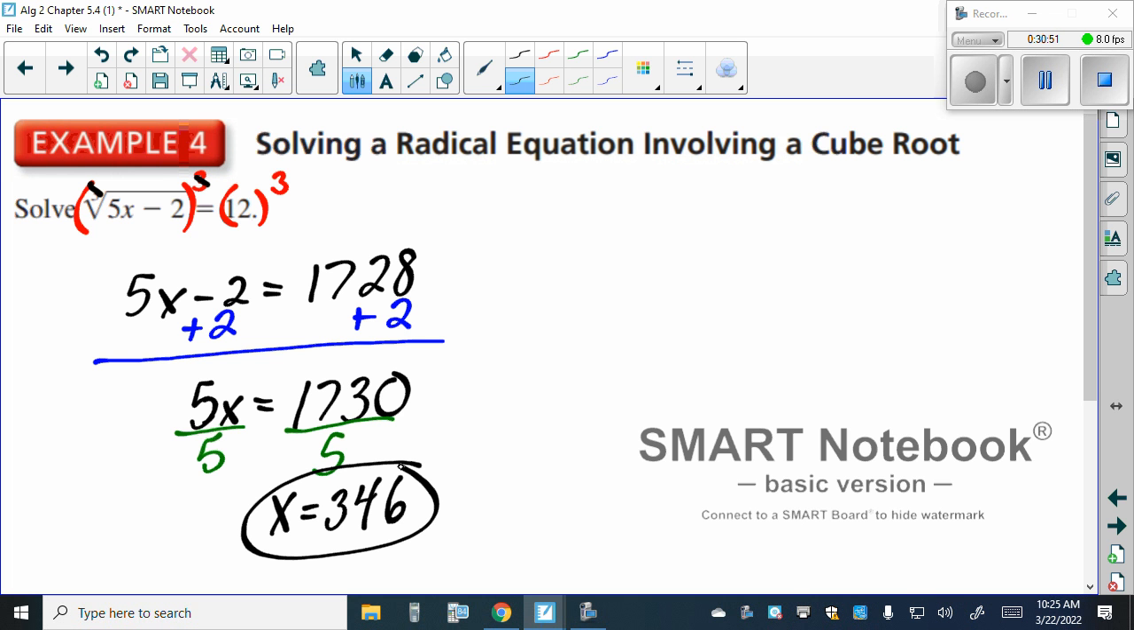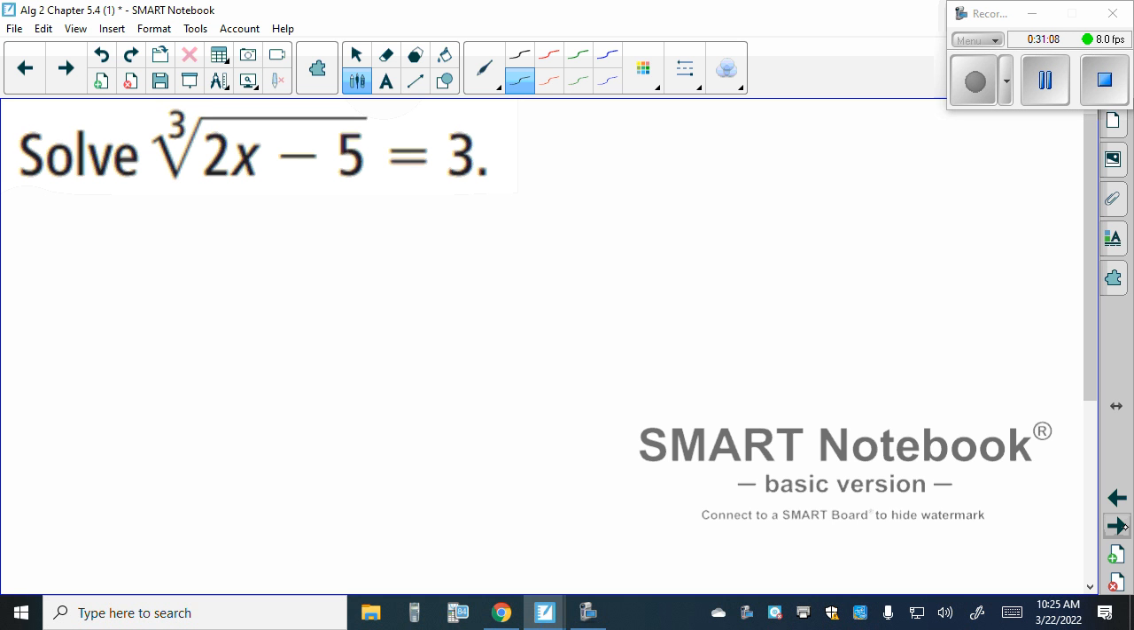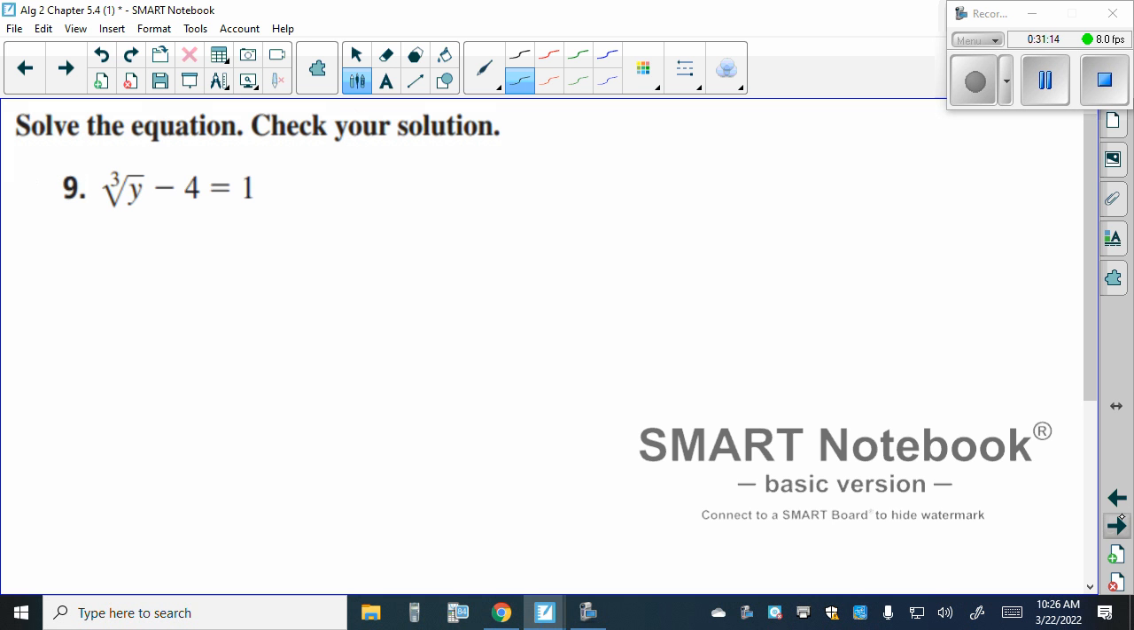That's it. So even if we have a cubed root, is it doing anything different? No, we're doing the exact same thing, except instead of squaring both sides, we are cubing both sides. Any questions on this? That's not any different. We're just cubing.